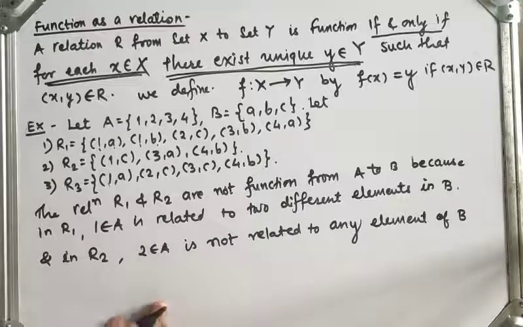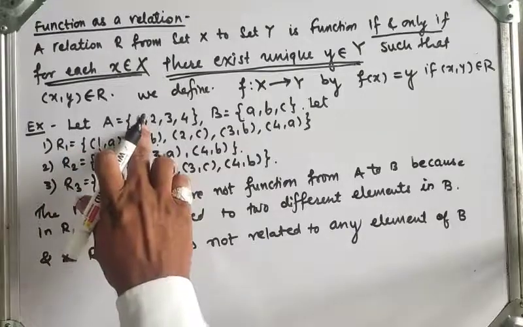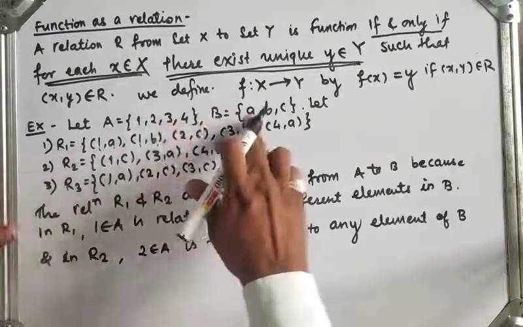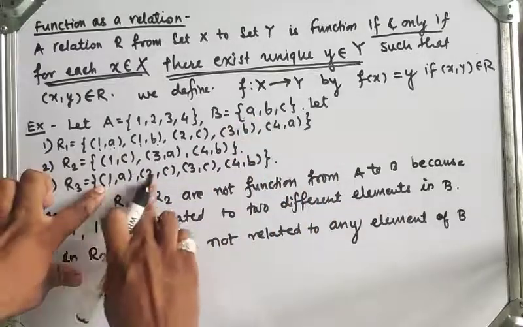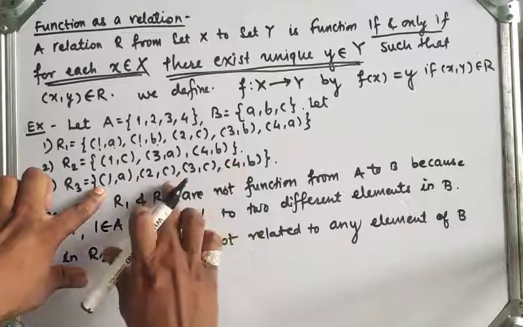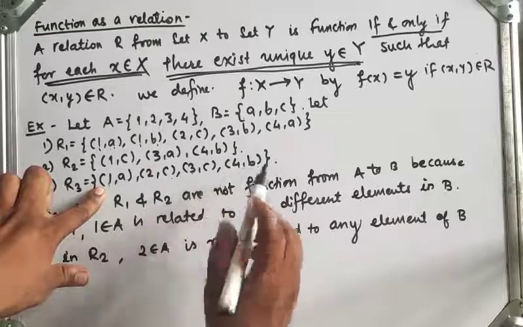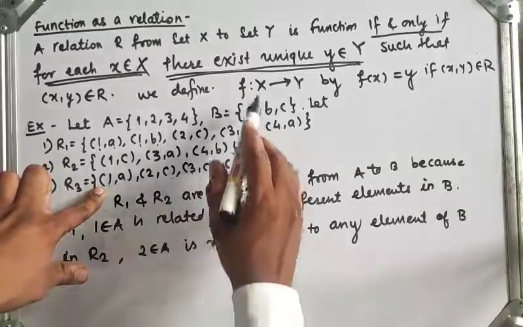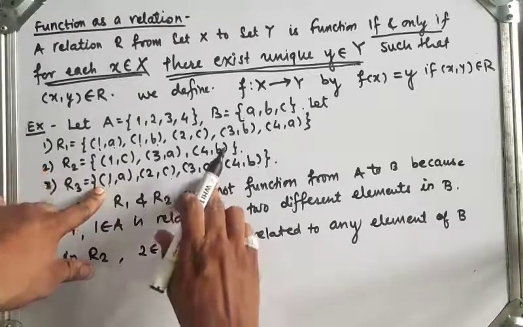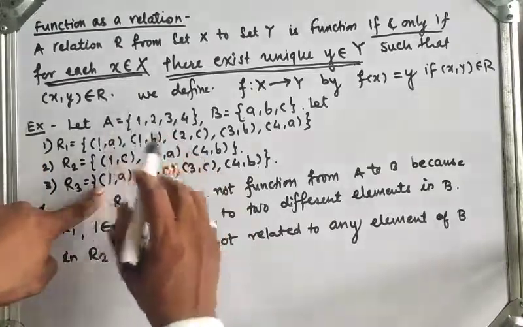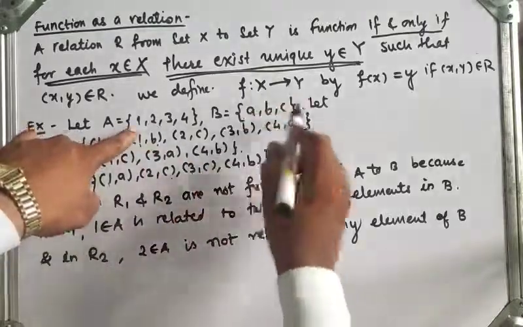Here R3 is a function from A to B because set A has 4 elements and all 4 elements are related to exactly one element of set B. Here 1 is related to A, 2 related to C, exactly one value from C. So 1 related to A, 2 related to C, 3 related to C, 4 related to B. The set of values from B is the same, but there is no problem because we have to assign every element from set A exactly one element from B.